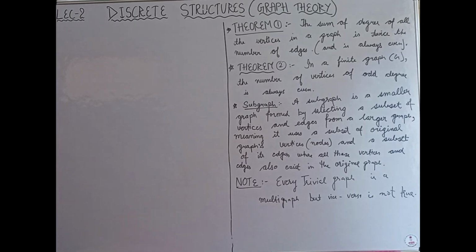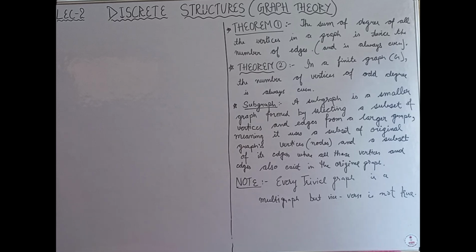The first theorem says that the sum of degree of all the vertices in a graph is twice the number of edges. So it says that in a graph, when we calculate the degrees of all the vertices and sum them, it will always be equal to twice the number of edges, and is also always even.